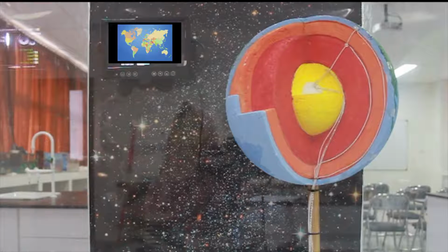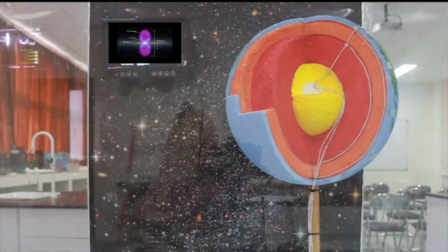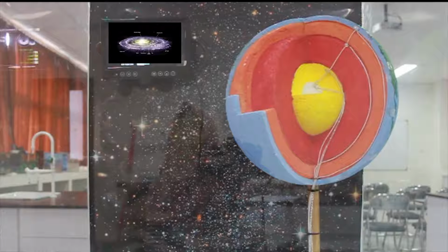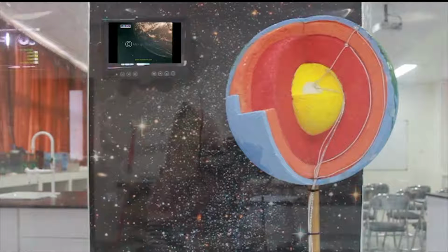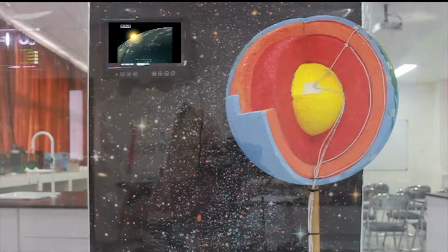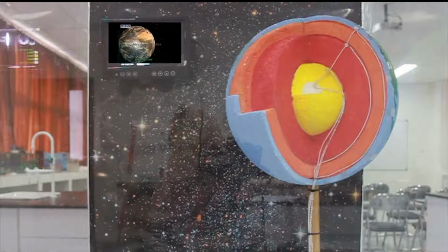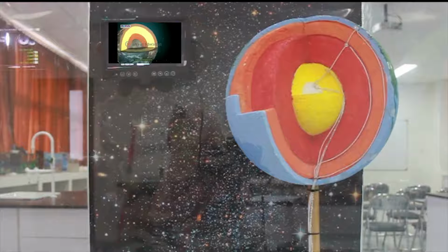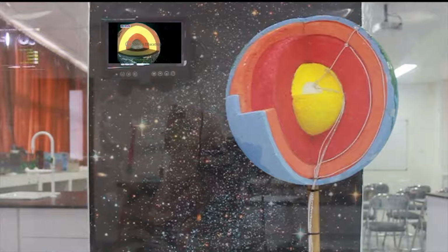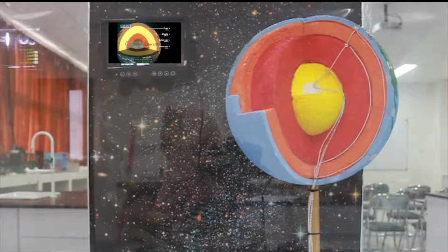Do you know that the Earth where we're living is not only land and water? The surface of the Earth is covered by rocks and water bodies. But what about the inside of the Earth? If we were to take a look at the Earth's interior, we would see that the Earth consists of 4 layers. They are the crust, the mantle, the outer core, and the inner core.